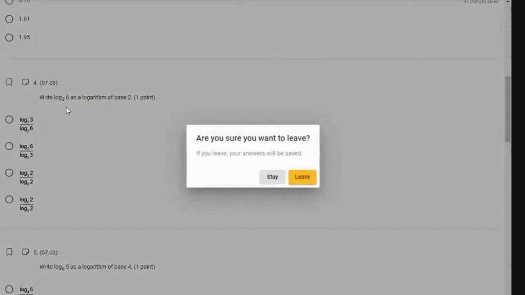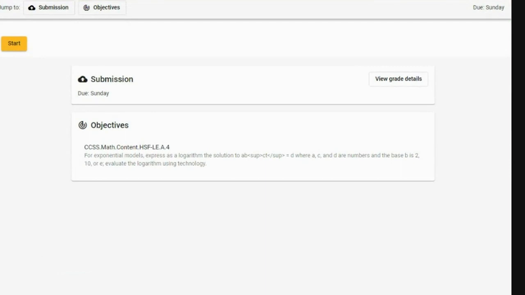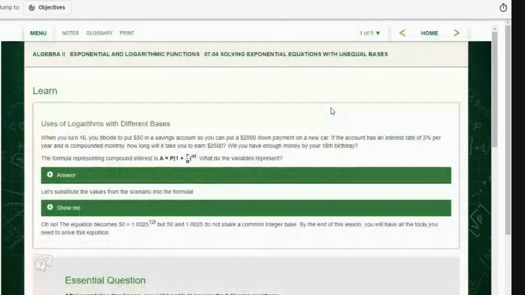All right, let's look at our second lesson. This won't take as long because we're going to be using properties. Solving exponential equations with unequal bases. All right, so how do we do it if the bases are not equal? Because everything we've done up until now has the same base.